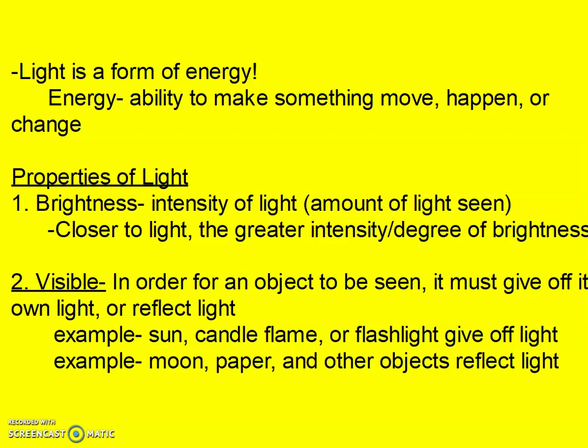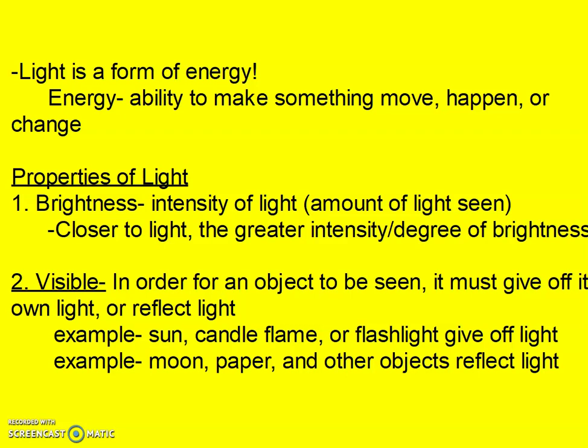Properties of light. So this is how can I describe light? That's a property. So there are 3 different ways to describe light. I can describe it by its brightness. That's the intensity of light. How much amount of light is actually seen? And when you do the experiment, you learn closer to the light, the greater intensity or degree of brightness.